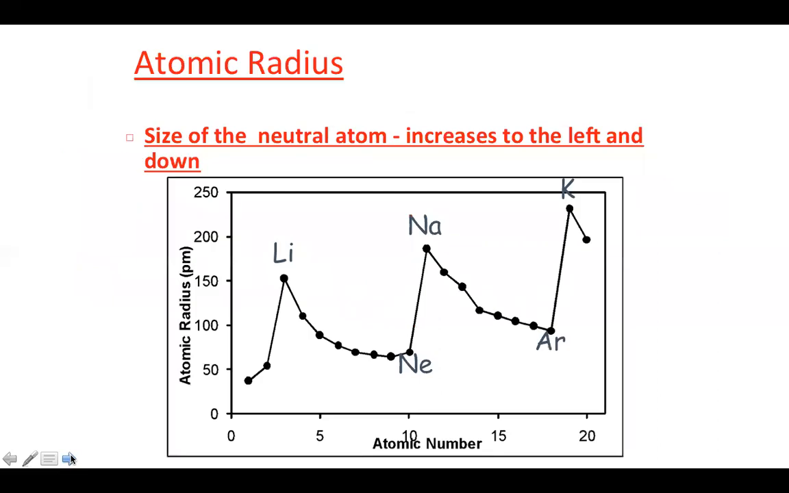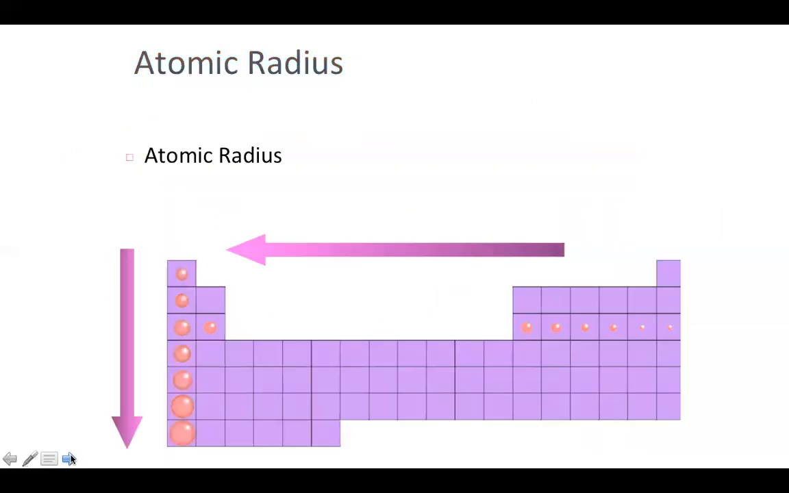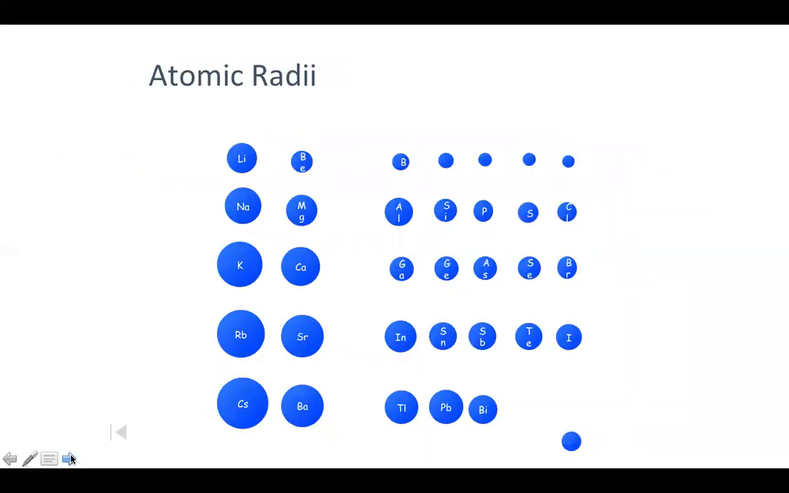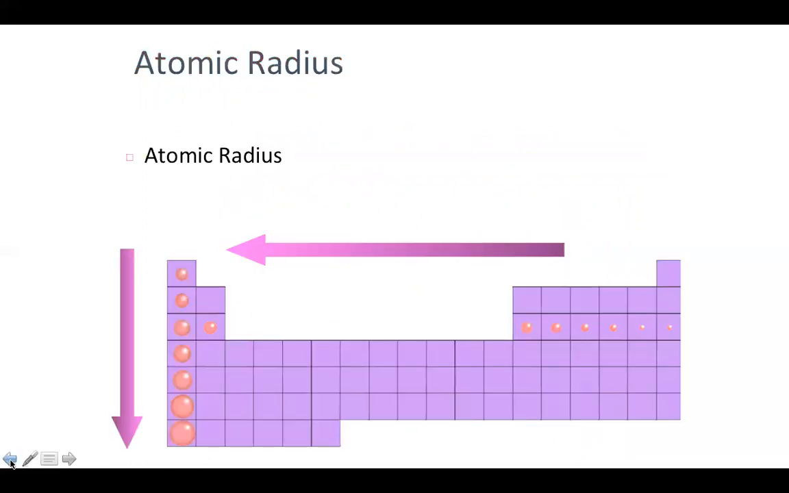All right, so our first trend is atomic radius. Atomic radius you can think of as the size of a neutral atom. Atomic radius is going to increase to the left and down. Okay. So if we think about why it is increasing to the left and down, let's start with why it is increasing to the left.